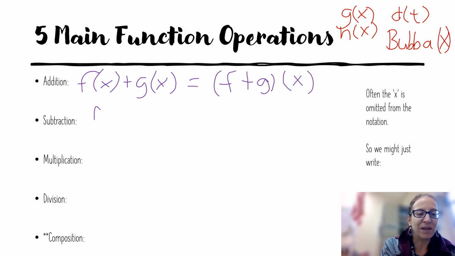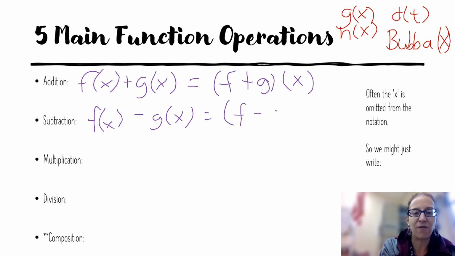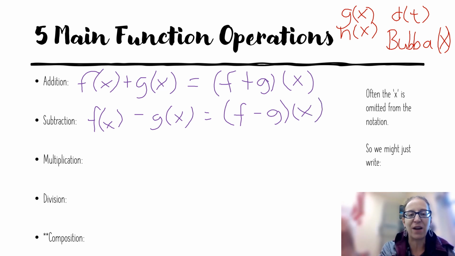Subtraction, this is going to be absolutely shocking to everybody. So you could subtract them. Okay, and your notation could be written as f minus g of x. Now, just be aware that subtracting is not commutative. So you could see g minus f.